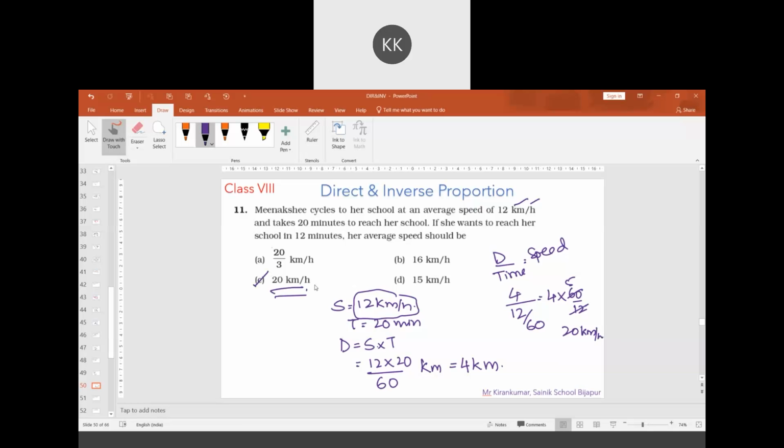Is it directly or inverse proportion, sir? Yes, sir, it is in inverse proportion. The reason is, lesser the time, more should be the speed. You want to solve in that method? If you want to solve in that method, what you have to write?